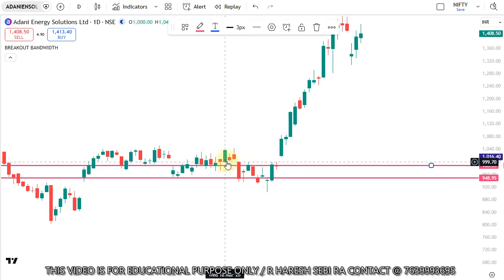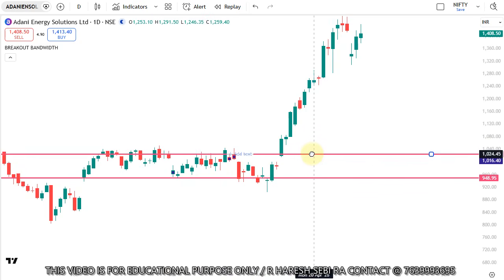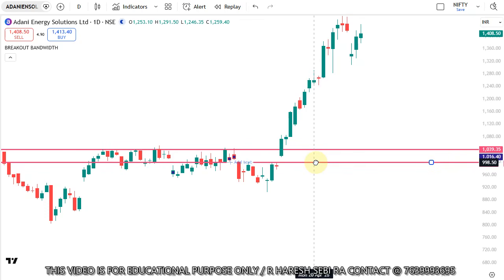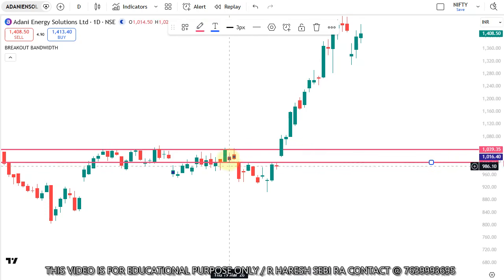Again we got a consolidation area here. So see here. Then we are moving the levels to the current consolidation area. Based on this, we book the profit here and we enter on the sell direction based on the breakout on the sell direction.